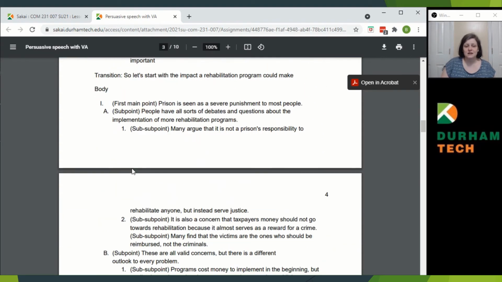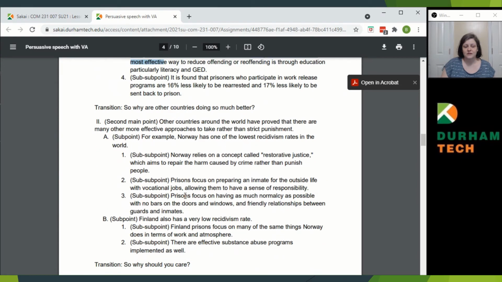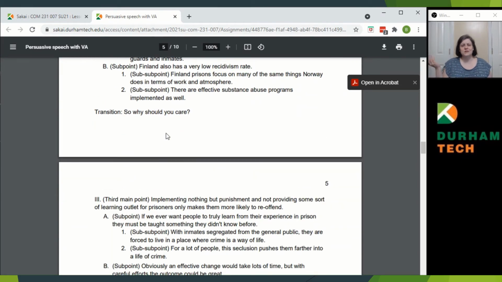Transitioning into the body, you have sub-points, etc. Again, nothing lonely. Transition, so why should you care? Now that's a good answer to the but what about question. I'm not in jail. I didn't do anything wrong. Just taking a moment to assume that everyone in jail has done something wrong, which of course we know isn't true. So why should you care about people in prison or starving children in another country or anything that doesn't directly impact you? You might want to address that in your persuasive speech.